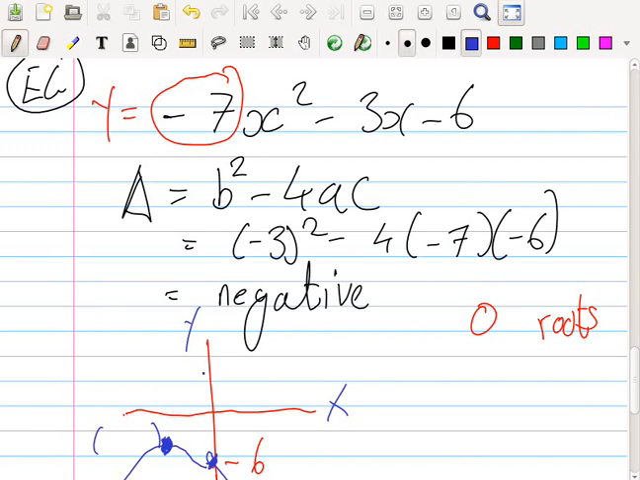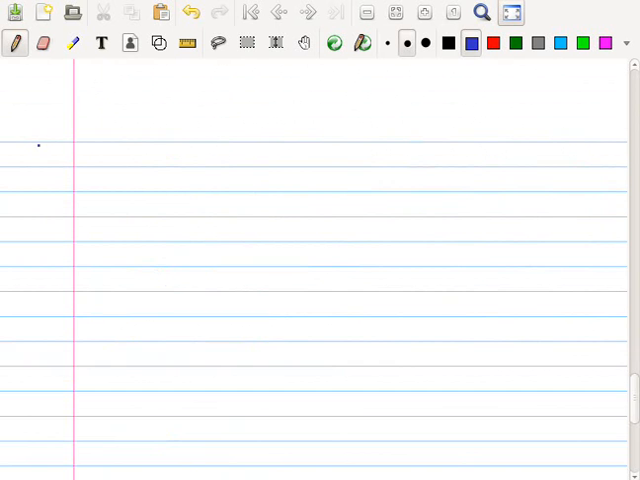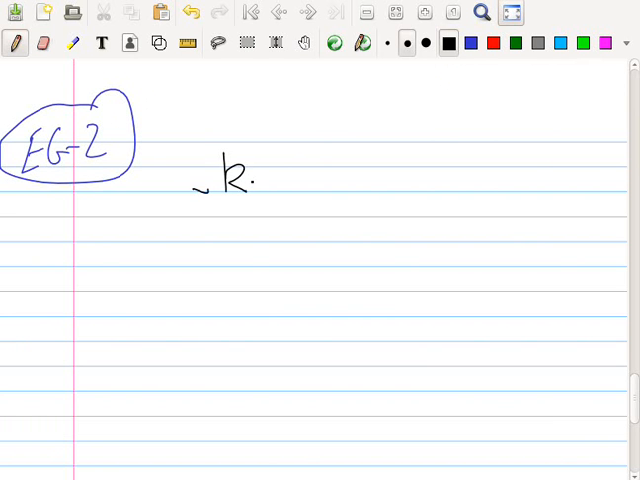Okay. No, you don't need to draw the graph. It's okay. It's just someone asked me what the graph would look like. Okay, next example. This will be 2b. Example 2. Minus k x squared plus minus k plus 9x plus 3.